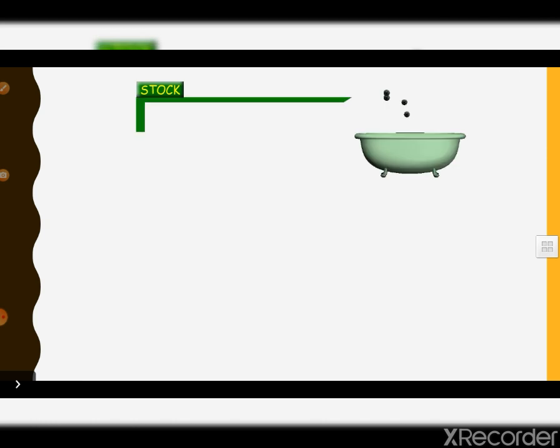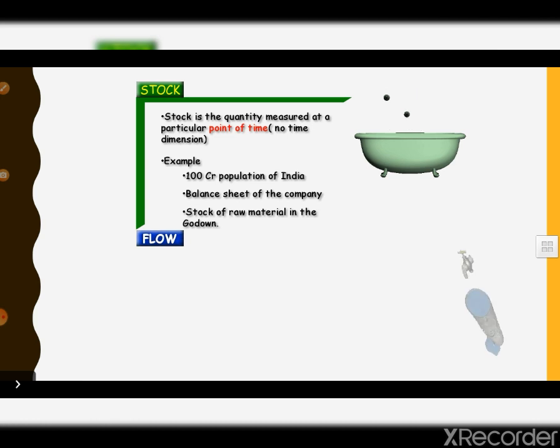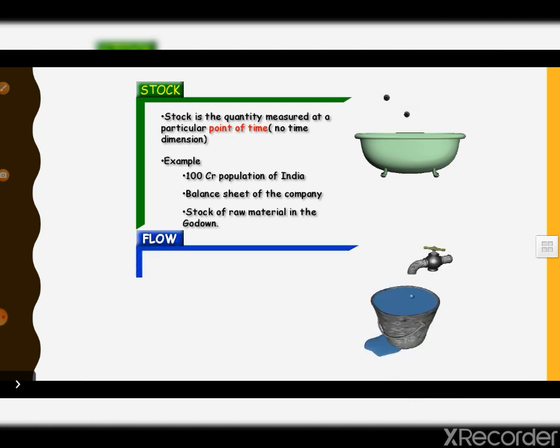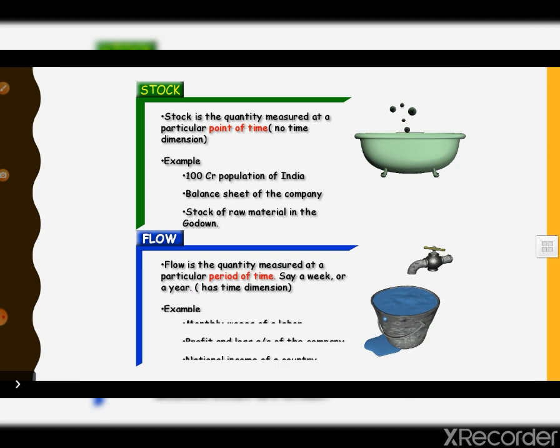Yes, now we have seen the types of goods, that is the consumer goods, capital goods, and the intermediate goods. Now the next new concept is stock and flow. Really easy concept, the only thing is the examples may be a little tricky, but once you know the concept, you can get the hang of it. Stock is the quantity measured at a particular point of time. Stock is the quantity of an economic variable that is measured at a particular point of time, but flow is the quantity measured over a particular period of time, say a week, a year.